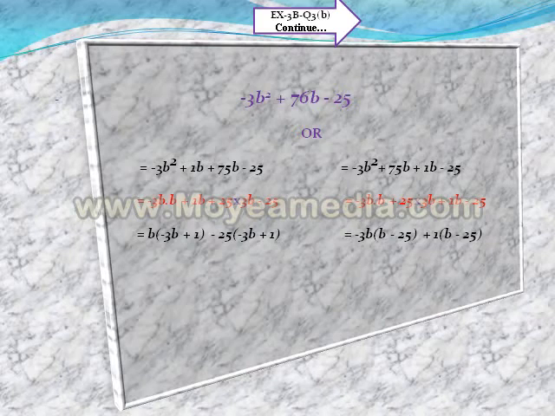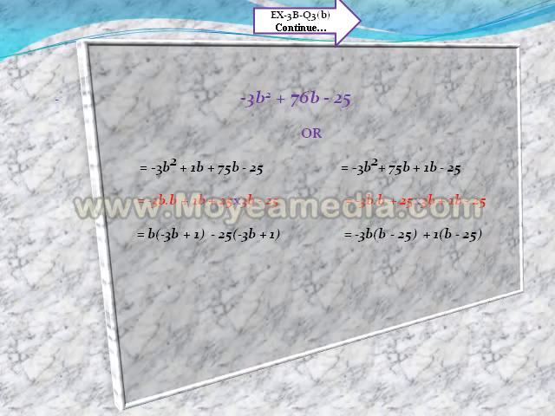I took minus 25 common, so it means the 3b in the third term, which is positive, by taking the minus sign out will become minus, and the sign between the third and fourth term, which is negative, will become positive.